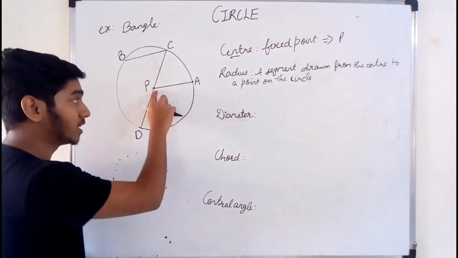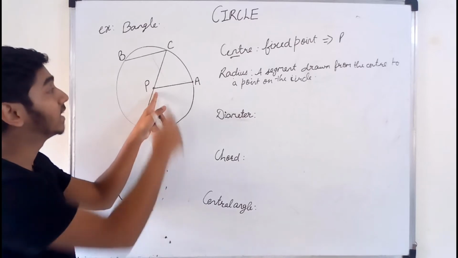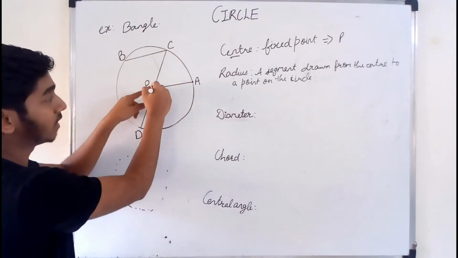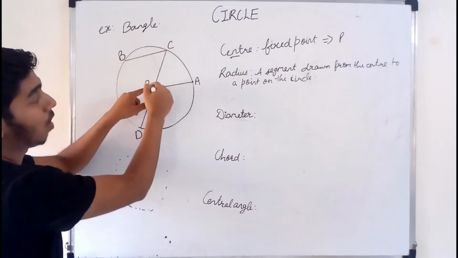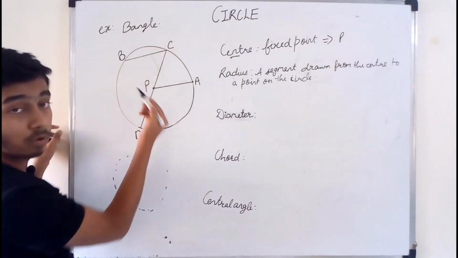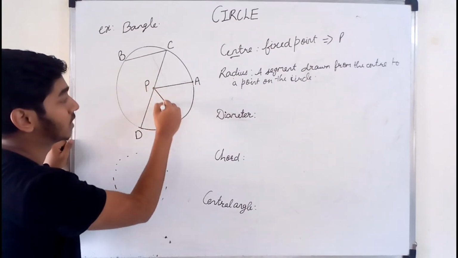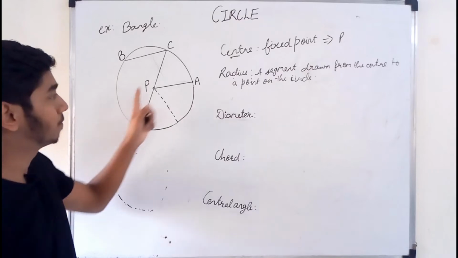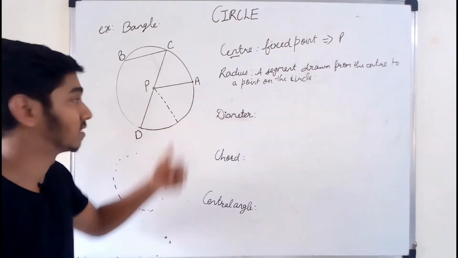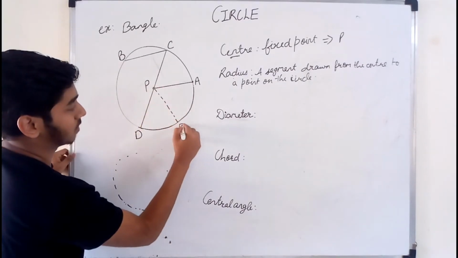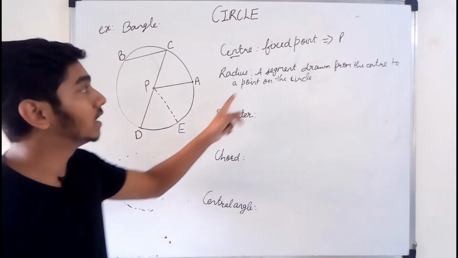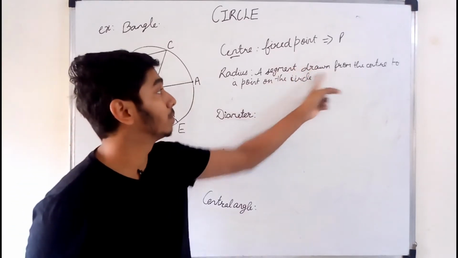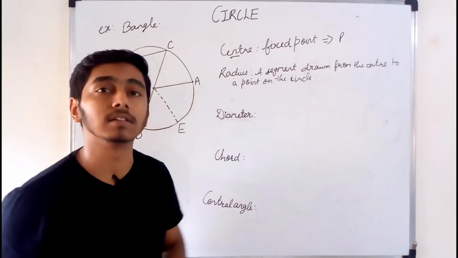It is from the center, and it can go anywhere on the circle. When you draw from the center, you can draw any segment to this point or this or this. You can draw more if you want. Let's say I'm drawing it like this, in dotted line, doesn't matter. Let's name this E. So PE is also a radius, by the definition: a segment drawn from the center to a point on the circle.